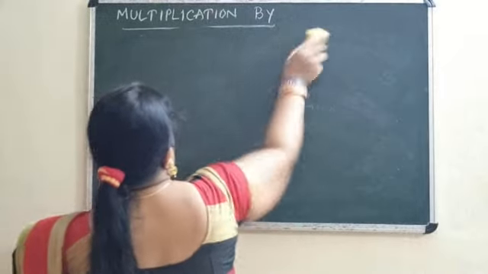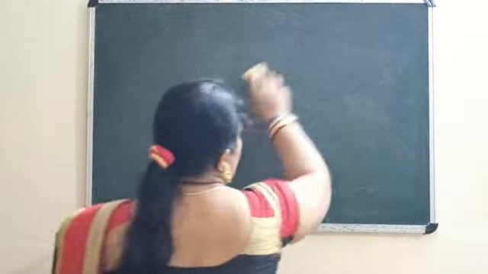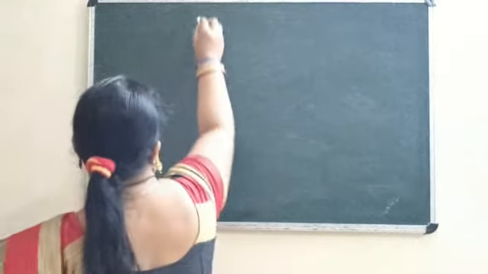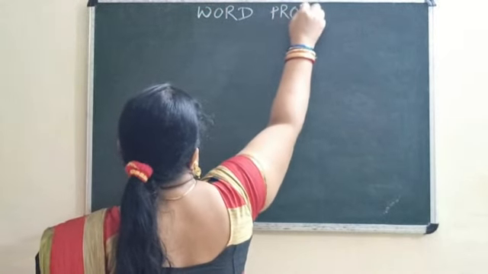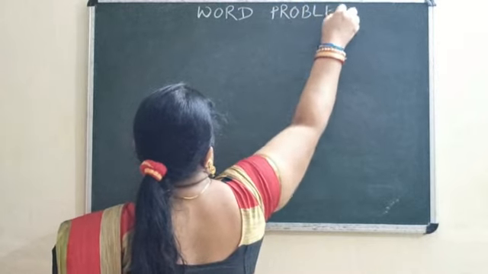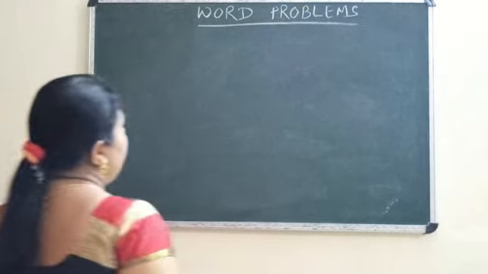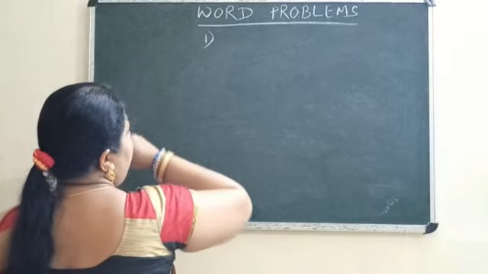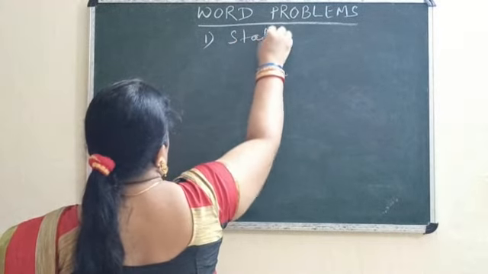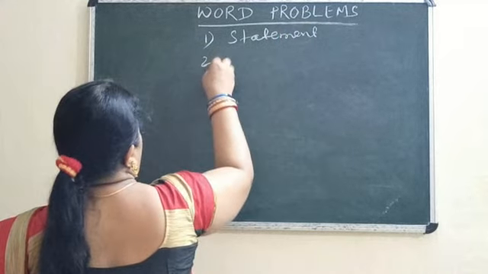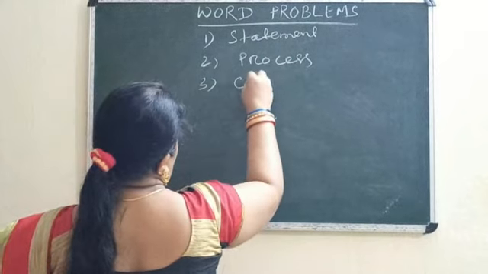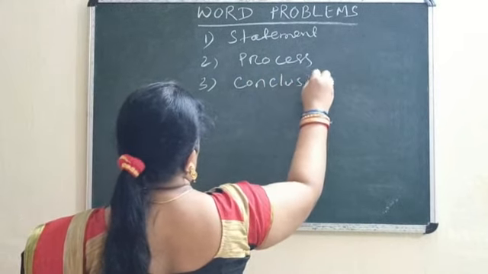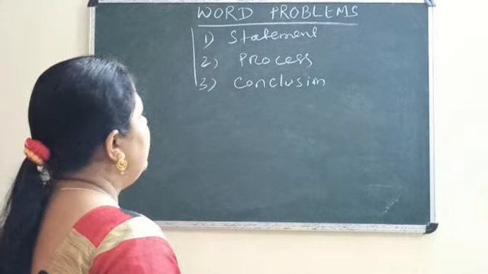So I will show how to solve word problems based on multiplication. In the previous class we have already discussed word problems. We have to follow some steps to solve the problem, that are, I am again revising, number 1 statement, number 2 is process, and number 3 is conclusion. We have to follow these 3 steps to get the answer.